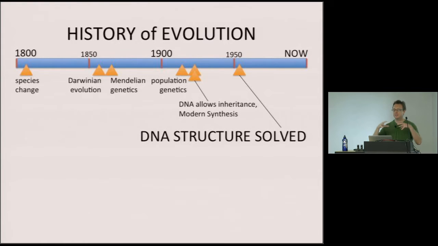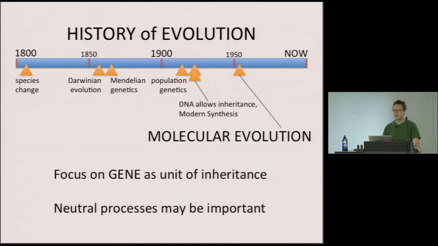So now we have this sort of synthesis where population genetics is really being put at the core of evolutionary theory. Shortly after that, the late 1950s, the structure of DNA is solved, and from that point on, we really have molecules coming to the forefront of evolutionary thought.